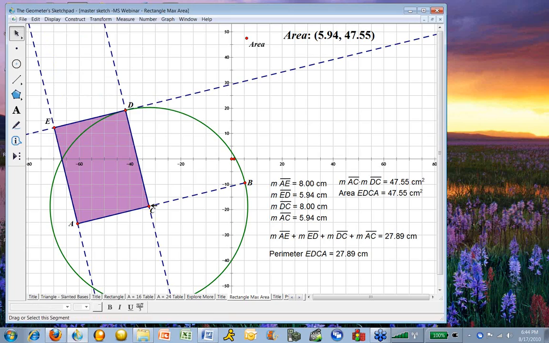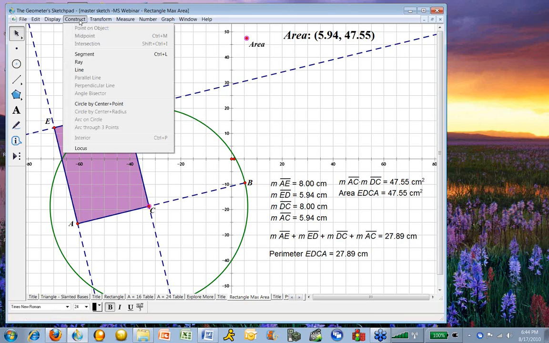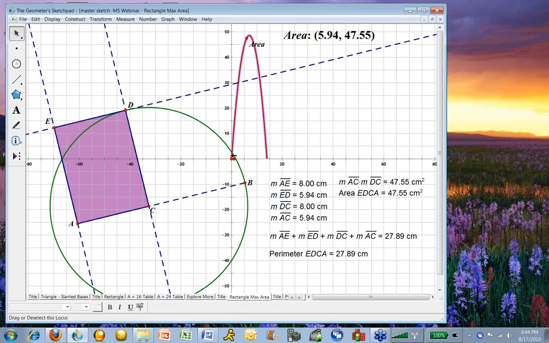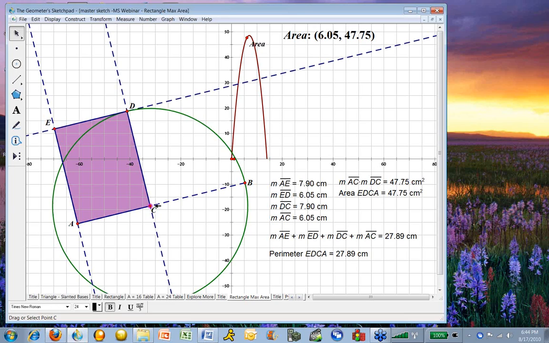So what's the locus? We're going to choose C and the output here, and we're going to construct the locus, and it's going to create the path. Instead of tracing, it actually creates that locus. And now as I move, you're going to see the point following that path.